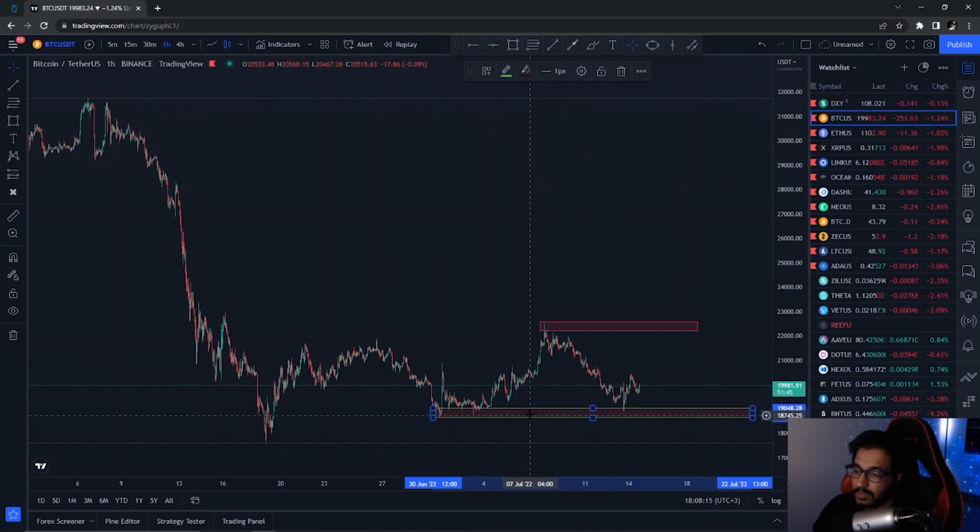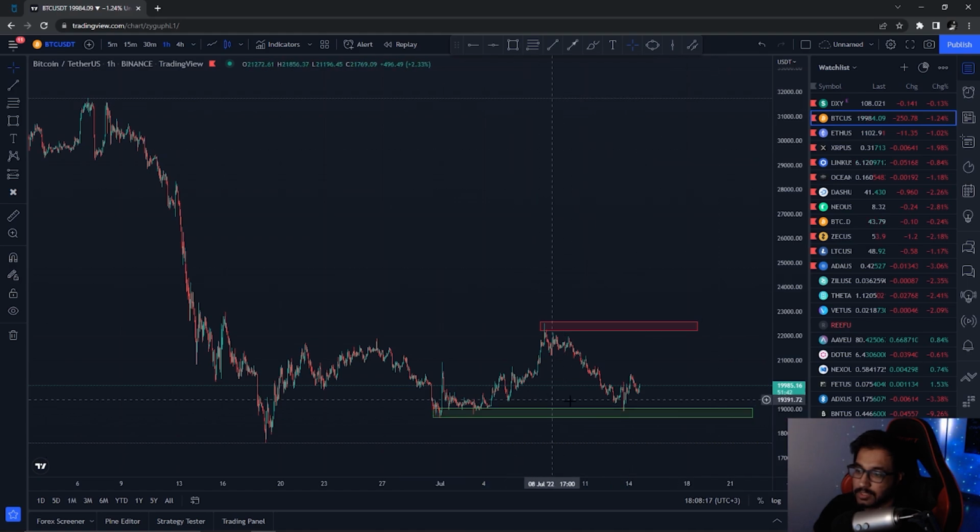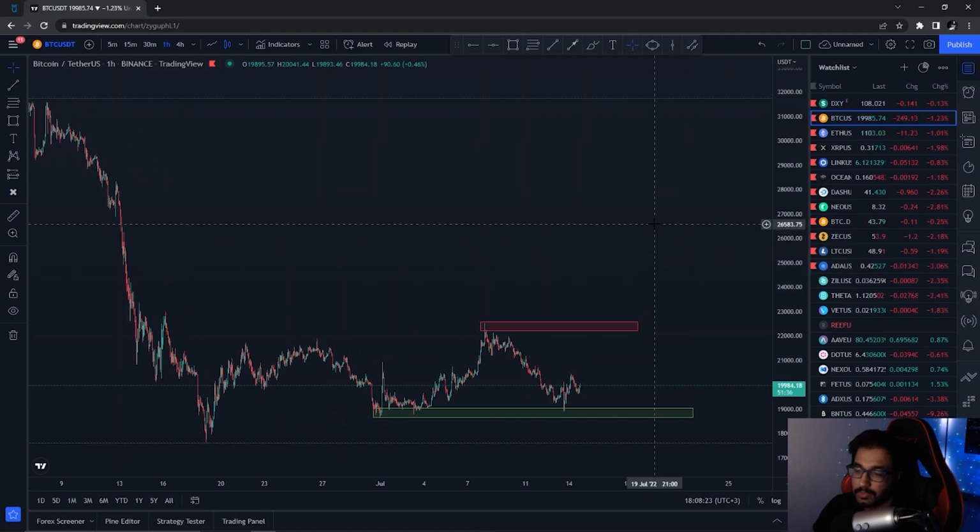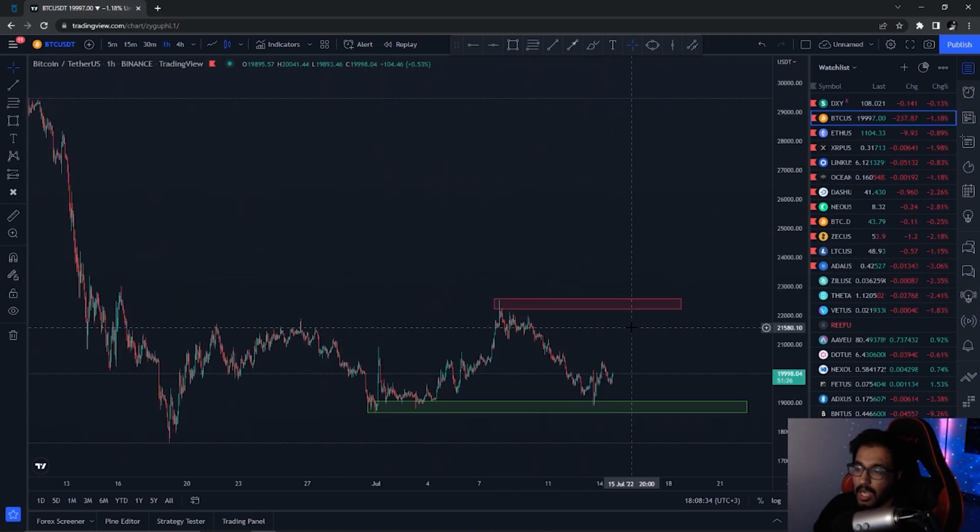And the demand levels can be labeled as support levels. Very simple. This is the simplest way I can explain to you what supply and demand is. Okay, and I trade these levels as reversal levels. Supply and demand can be marked in a trending market as well.